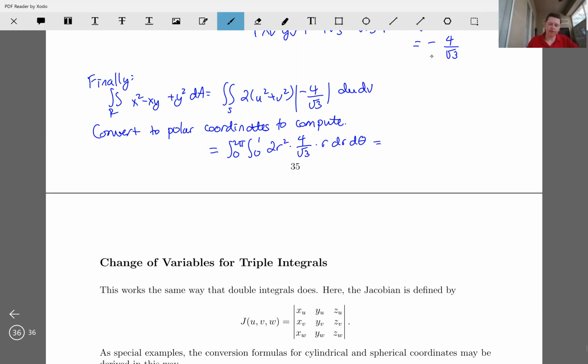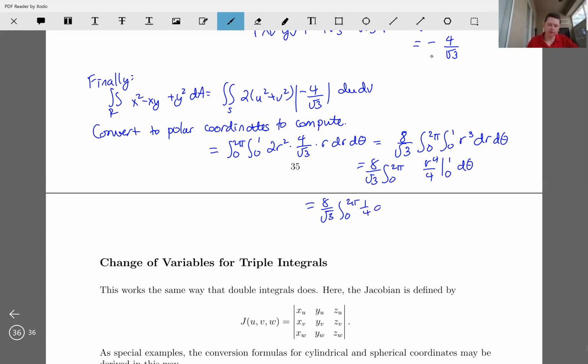So the constant's 8 over root 3, so we could pull that out. The integral from 0 to 2 pi, integral from 0 to 1 of r cubed dr d theta. So we're going to have 8 over root 3, integral from 0 to 2 pi, r to the 4th over 4, 0 to 1 d theta, which gives us 8 over root 3, integral from 0 to 2 pi of 1/4 d theta. So I'm going to end up with 2 over root 3 theta evaluated at the limits. Finally, I get 4 pi over the square root of 3.